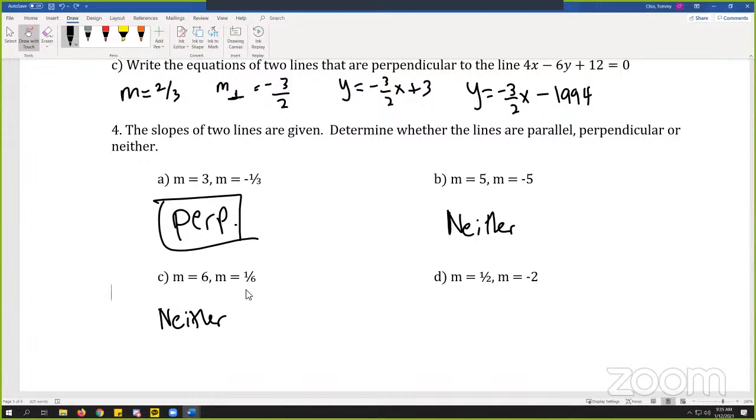Okay. The last one here, Kuzli. Parallel, perpendicular, or neither?